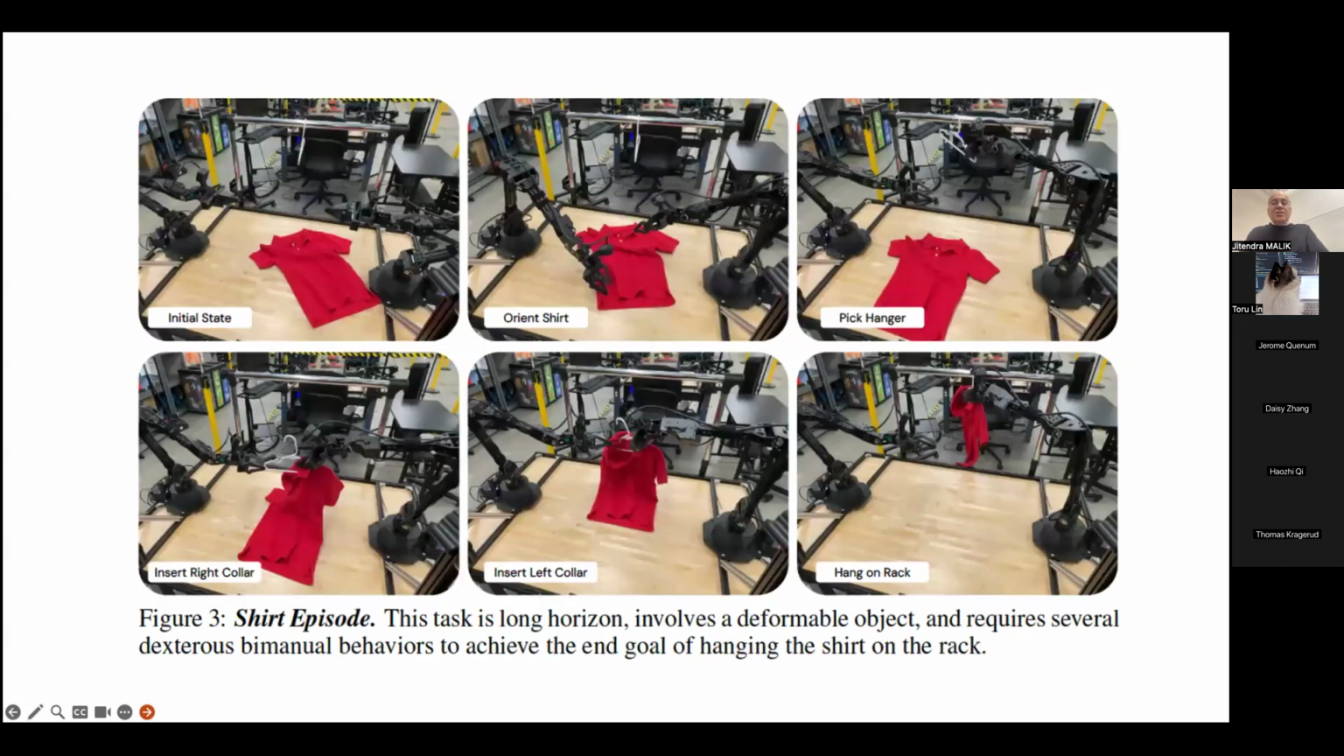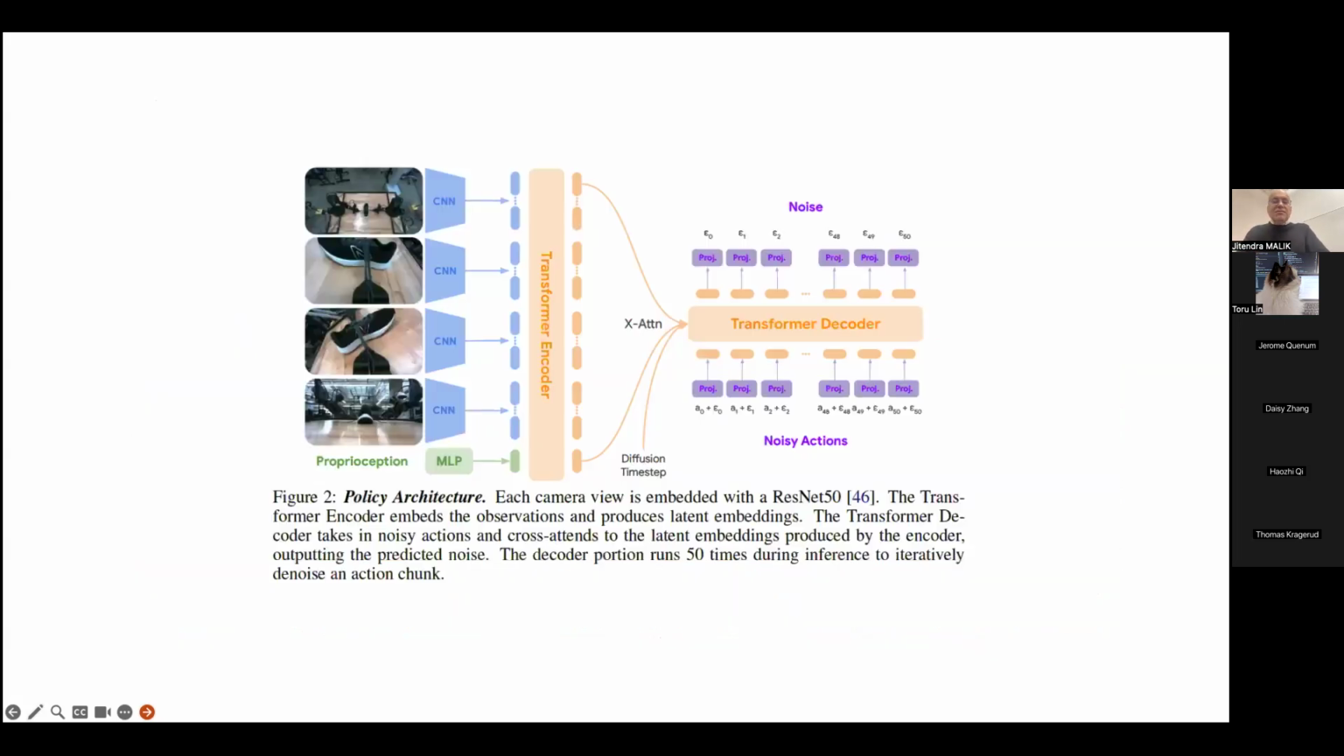Shirt episode. So this is what's going on. Again, the video is more compelling. You start from an initial state, you push the shirt into a standard configuration. You pick up a hanger, you insert one collar into the hanger, then you do the other collar, and then you hang it on a rack. Similarly for other tasks.